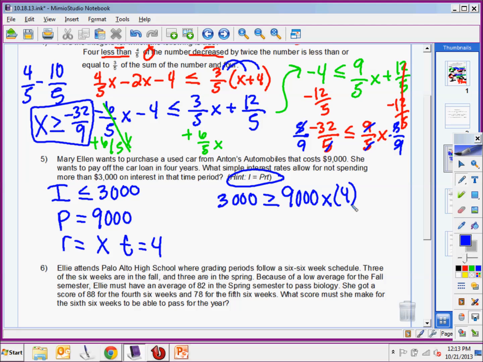Why do we switch? We switch because our interest has to be less than or equal to 3,000. So when we read this, it says 3,000 is greater than or equal to 9,000 times X times 4. Can we simplify this? What's 9 times 4? 36. So we have 36,000 times X. How do I get X by itself? Divide by 36,000. Now what can I do?